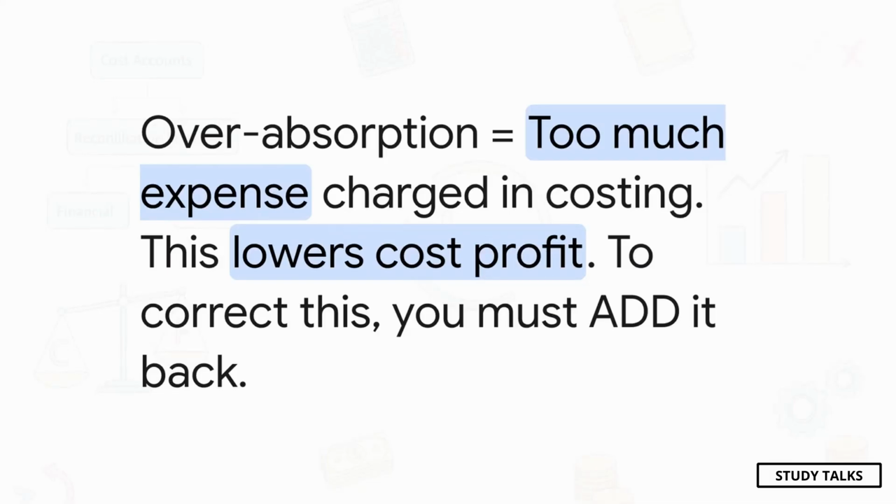Okay, let's really break down the logic here, because this is where you either gain or lose marks. Over-absorption means the expense in your cost accounts was too high. Let's say you charged 1,023,000 in your cost sheet, but the actual expense was only 1 million. That extra 23,000 of expense in the cost books has made your cost profit artificially lower than it should be. So to fix this and reconcile, you have to start with that lower cost profit and add back the over-absorbed amount. That's the logic, and it never changes.